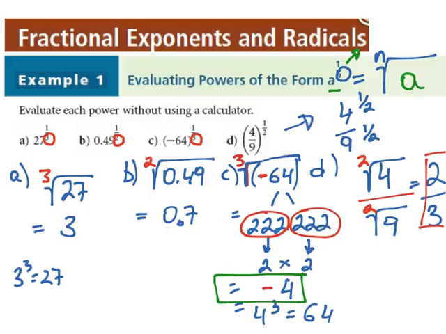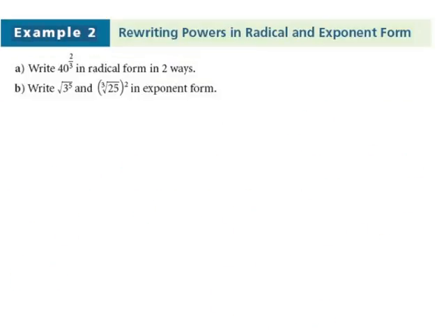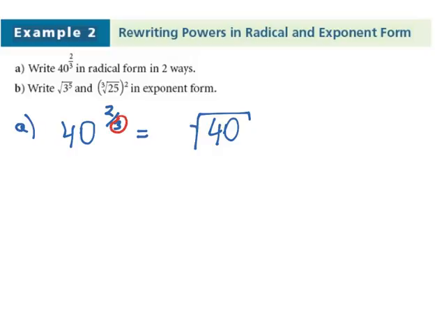Let's take a look at a different example. We're going to rewrite these powers in radical form. So let's take a look at 40 to the power of 2/3 first. There are two ways to rewrite this. We always know that 40 is under the radical sign, or it's called radicand again. The 3 is the denominator. It becomes the index. What happens to this 2? The 2 becomes the power of it.